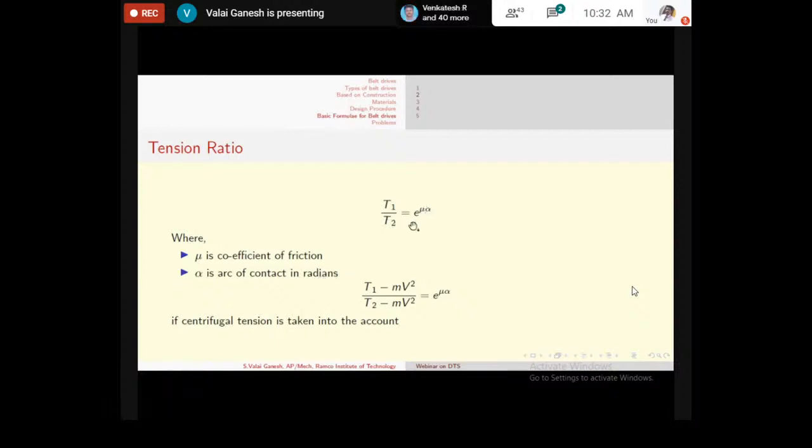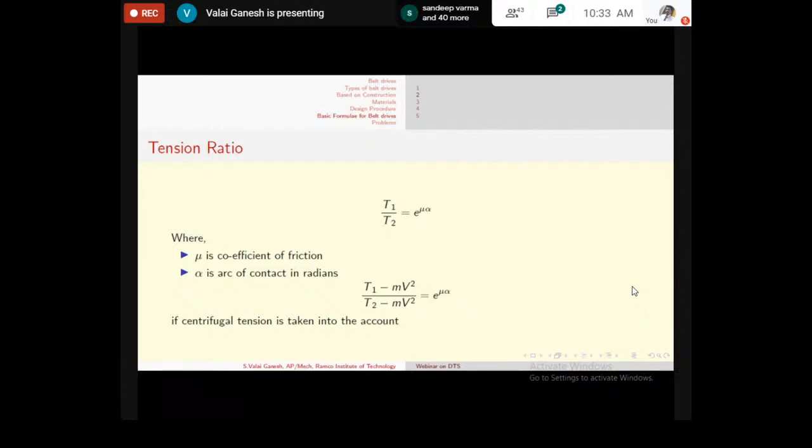In this case, T1 by T2 equal to e power mu alpha. Alpha is only available, so you need to apply it in terms of radians. The conversion of degrees to radians, all of you know about it. Degree value into pi by 180, so that becomes the radian value. Mu is called the coefficient of friction for you. So this is without considering the effect of centrifugal tension.